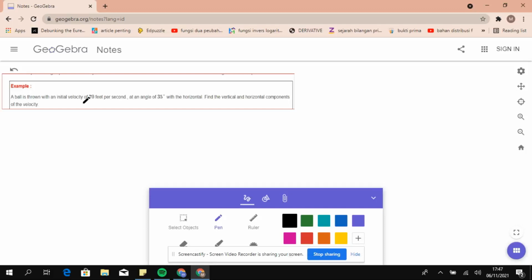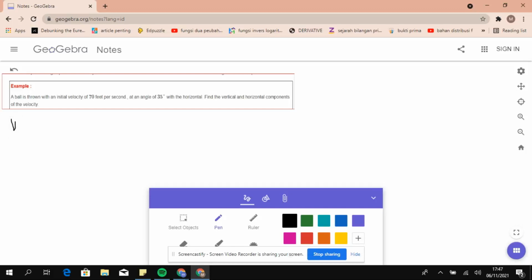So right now I'm just gonna read to you the question of the problem. A ball is thrown with an initial velocity of 70 feet per second at an angle of 35 degrees with a horizontal. Find the vertical and horizontal components of the velocity. So this question requires us to find the horizontal and vertical components of the velocity, so we have to use the vector.